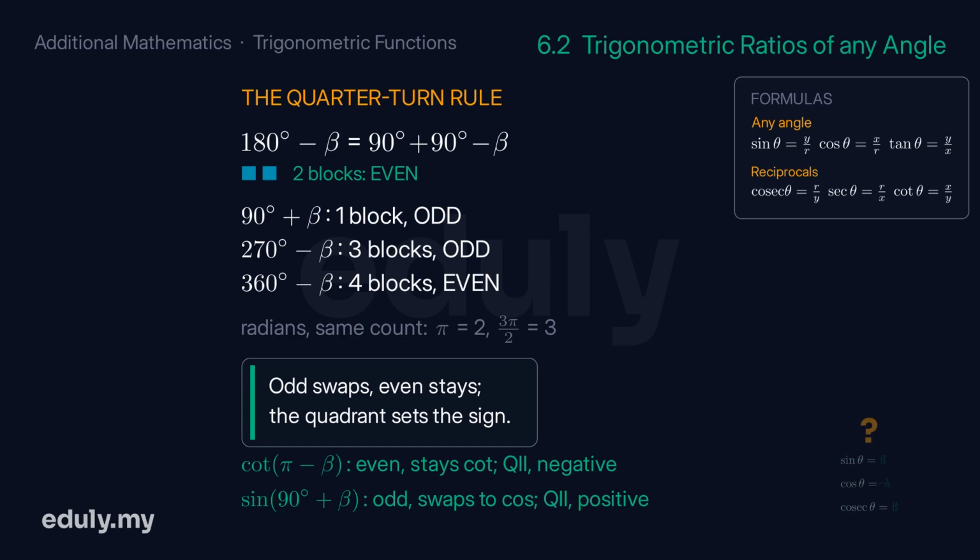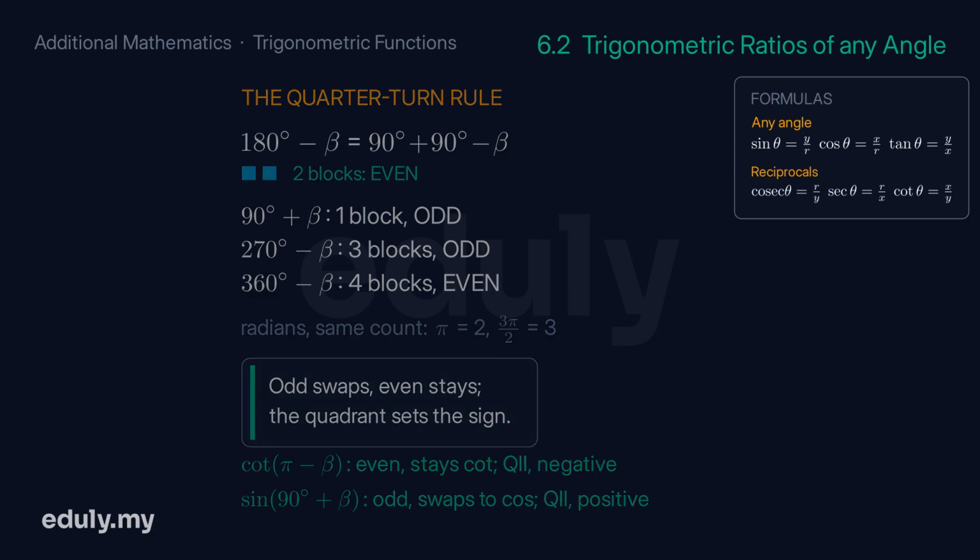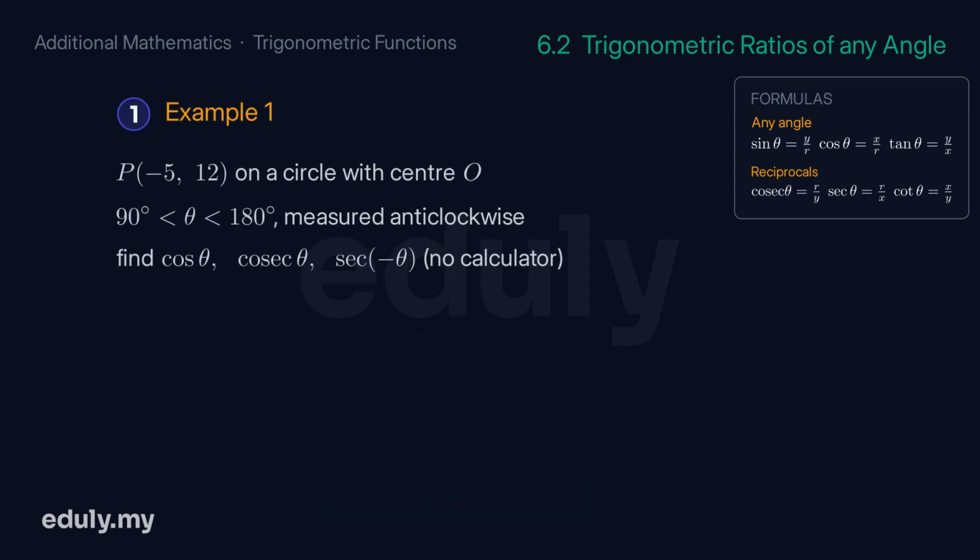Back to the parked question. You own every tool it needs now. Example 1. Example 1 is the parked question. P at minus 5, 12, theta in quadrant 2. Find cos theta, cosec theta, sec of minus theta.